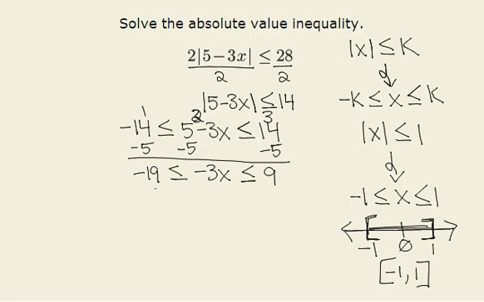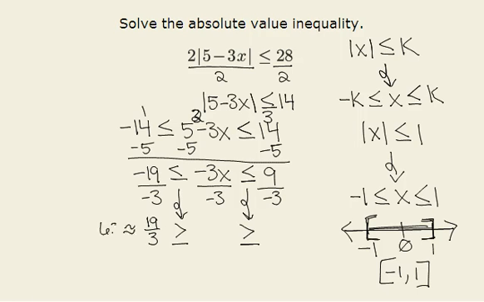Now I'm going to divide everything by negative 3. And remember that when you divide in an inequality or multiply by a negative number, you need to reverse the signs of the inequalities. So these will become greater than or equal to. Negative 19 divided by negative 3 gives us 19 thirds, which I've calculated out to be about 6.3. Negative 3x divided by negative 3 gives us x, and 9 divided by negative 3 gives us negative 3.